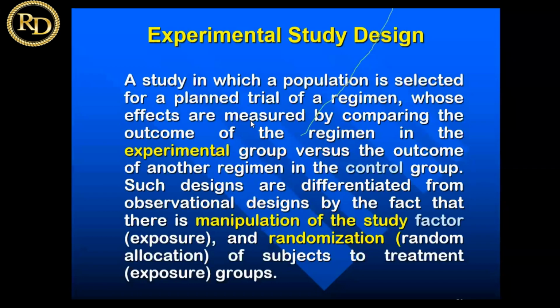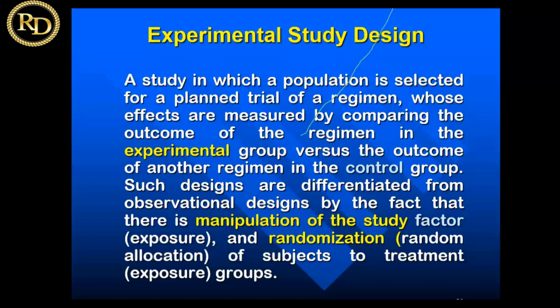Yeah, sure. Yes children, now what is an experimental group? When you do a proper experiment, a population is selected for a planned trial of a regimen whose effects are measured by comparing the outcome in the experimental versus the outcome in the control groups. Such designs are differentiated from the observational design by the fact that there is a manipulation of the study. In observation, there is no manipulation, my dears. Here you have to manipulate, like you're giving a test, a new intervention.